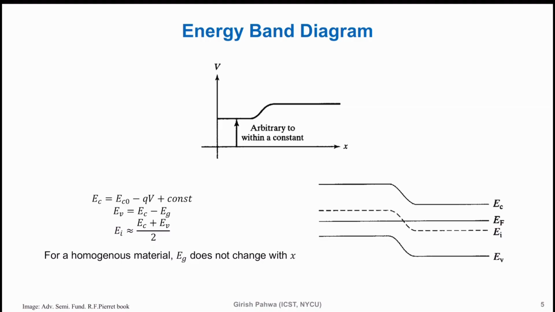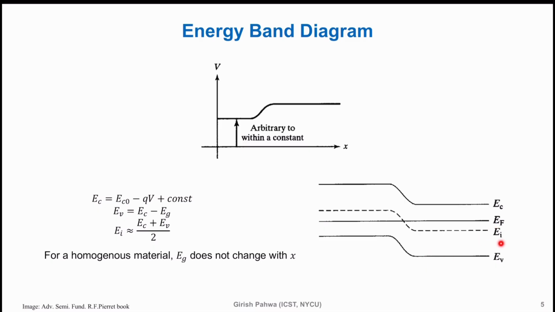So for that, what will happen? It will be simply some inverted shape of this, correct? Because EC is equal to EC naught minus Q times V. So if my V is increasing, the potential energy has to decrease in the same manner. And this is my conduction band edge. So where will be my valence band edge? Exactly EG times smaller. So it will be exactly parallel to this EC.